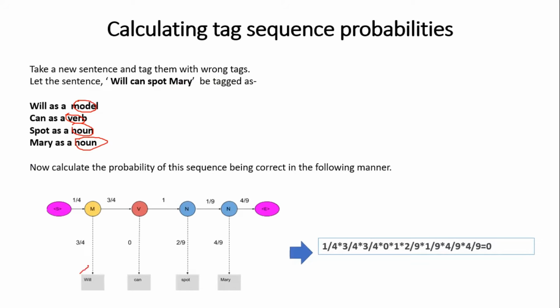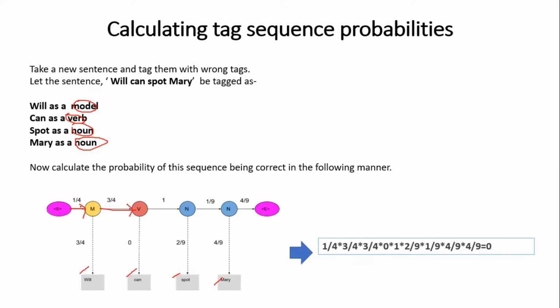So we are just assuming these tags in order to tag the given sentence. First take the words in the given sentence: Will, can, spot, Mary. Now you need to find out transition probabilities and emission probabilities. We already calculated transition and emission probabilities from the table. You need to create this, right? So first, these values represent transition probabilities.